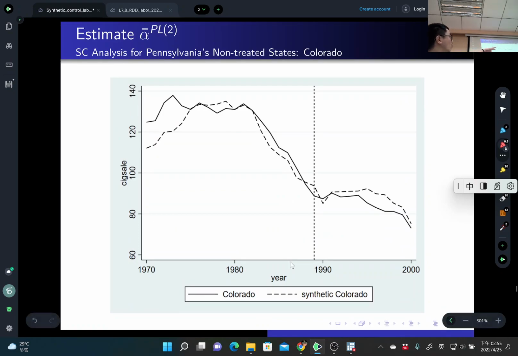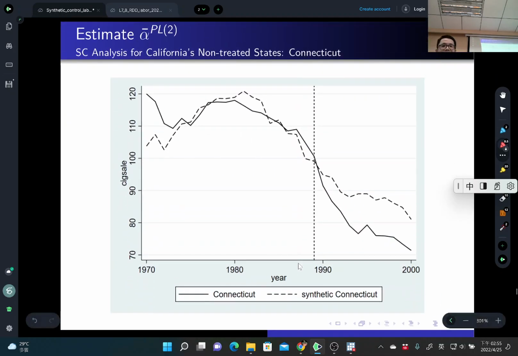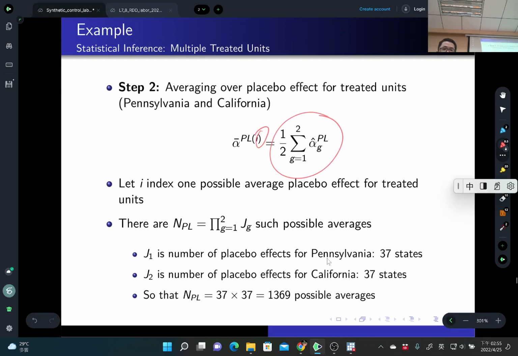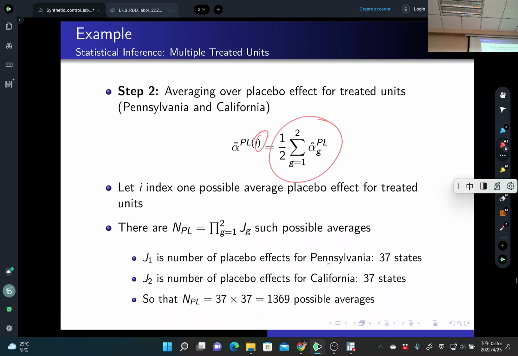We use Colorado for Pennsylvania and run the synthetic control, and the same for California. That's another possibility. How many possibilities do we have? For Pennsylvania, the number of possible placebo states is 37, and for California also 37. So the number of combinations we have is 37 times 37.